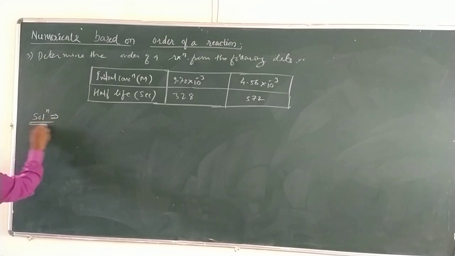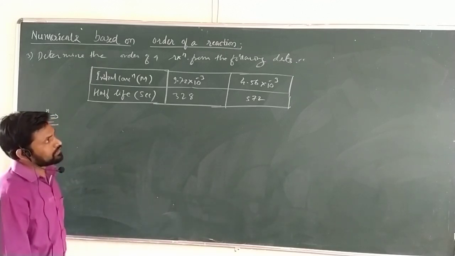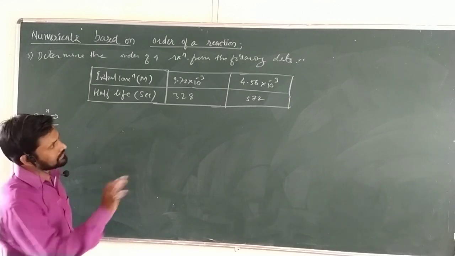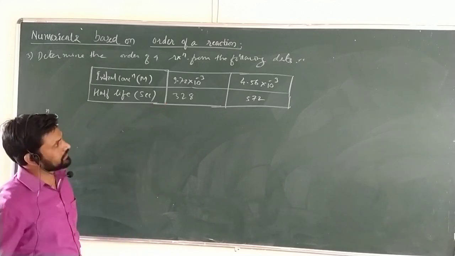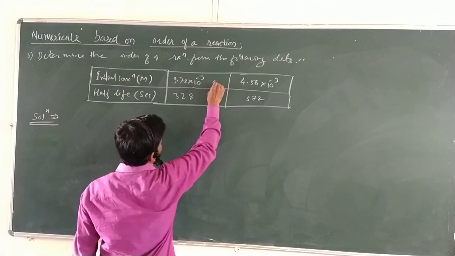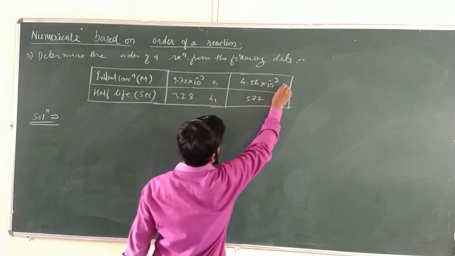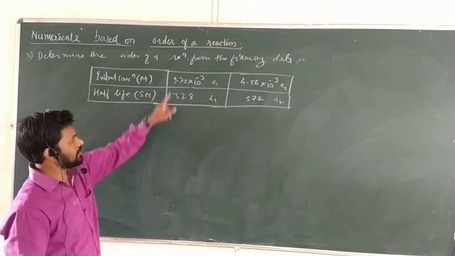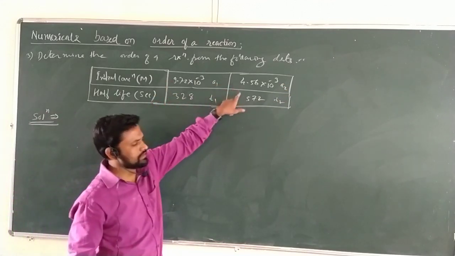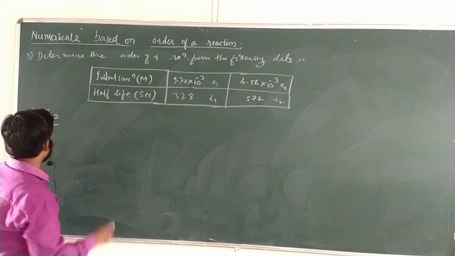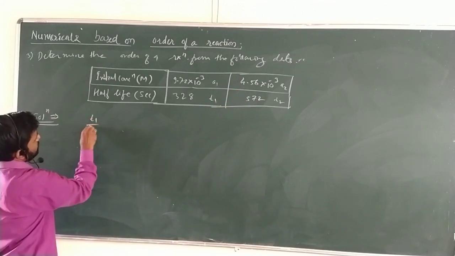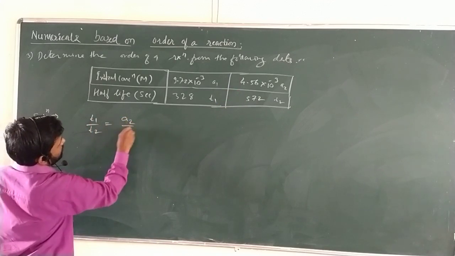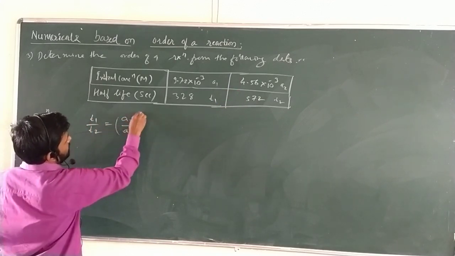Very simple. What we have to find? We have to find the order of reaction, means n. Initial concentrations are given. Let us consider this is A1, this is T1, this is A2 and this is T2. Very simple. Now substitute the values. What is the formula we have? T1 upon T2 equal to A2 upon A1 to the power n minus 1.